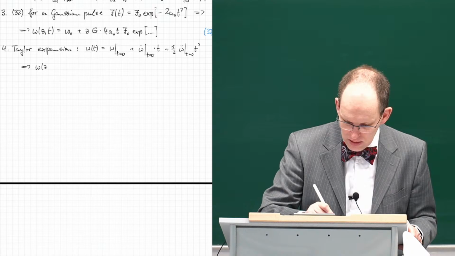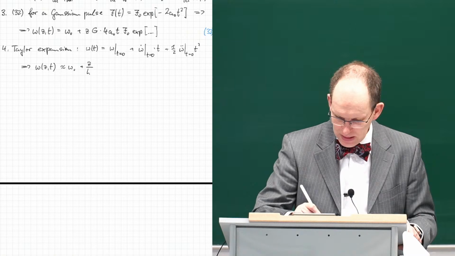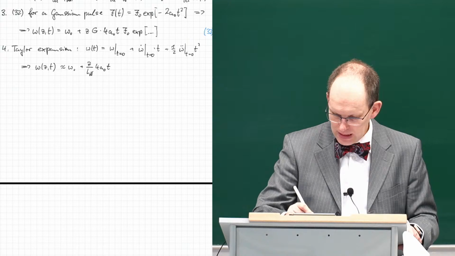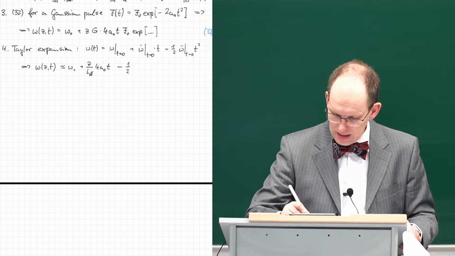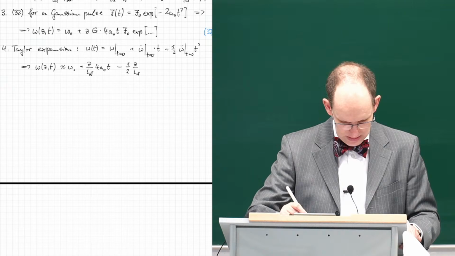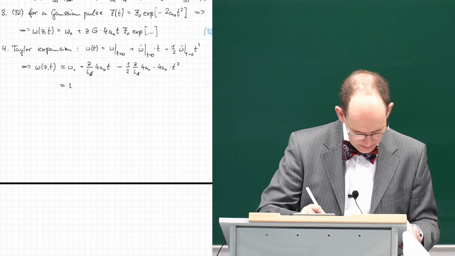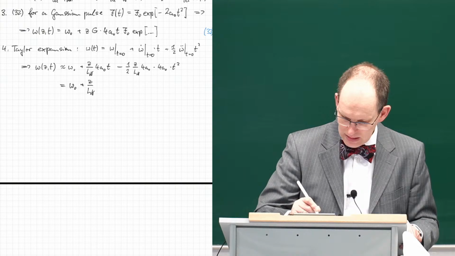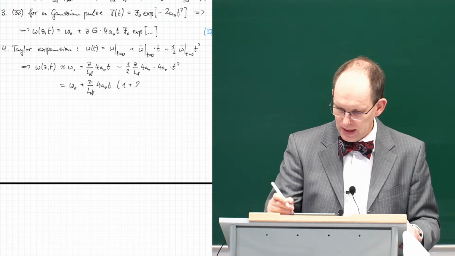that omega of z and t is approximately omega naught plus z divided by the nonlinear length, times 4a naught times t. That's the linear part. And now the nonlinear part, the second order term. So this is 1/2 z over ln times 4a naught times 4a naught times t squared. And this is equal to omega naught plus z over ln times 4a naught times t. And then we have 1 plus, no, 1 minus 2a naught times t.